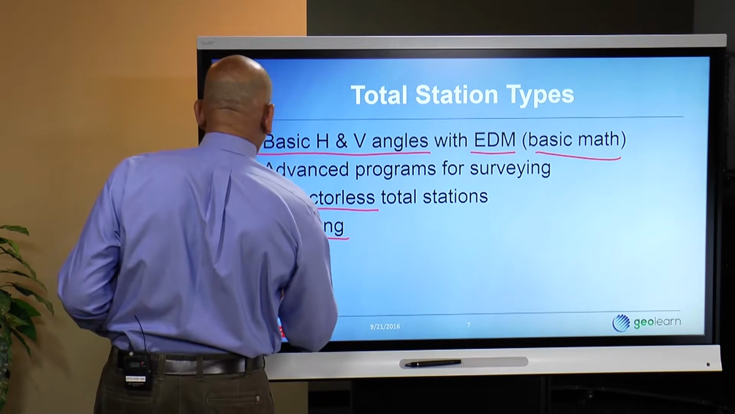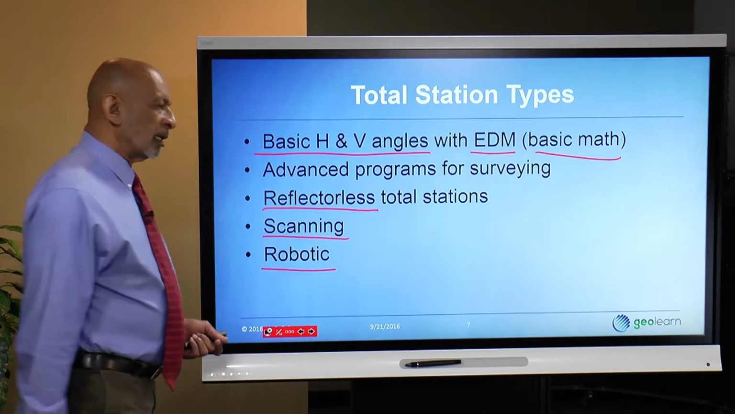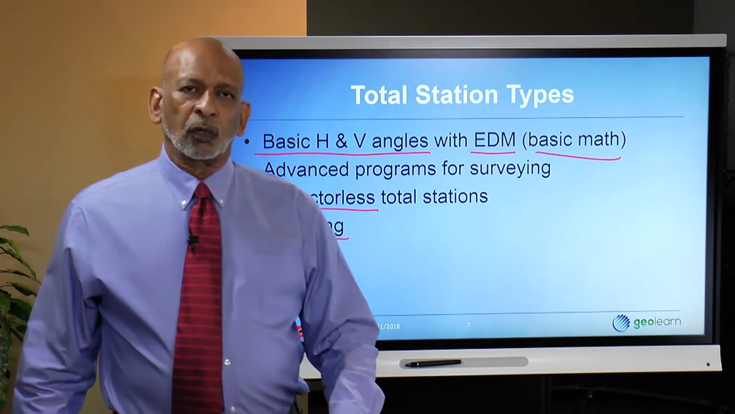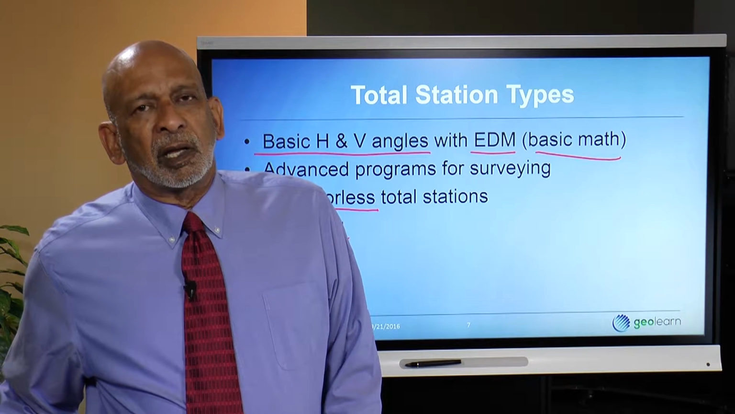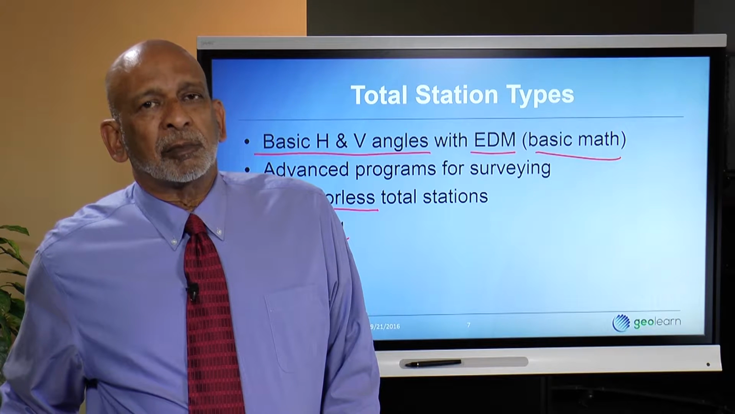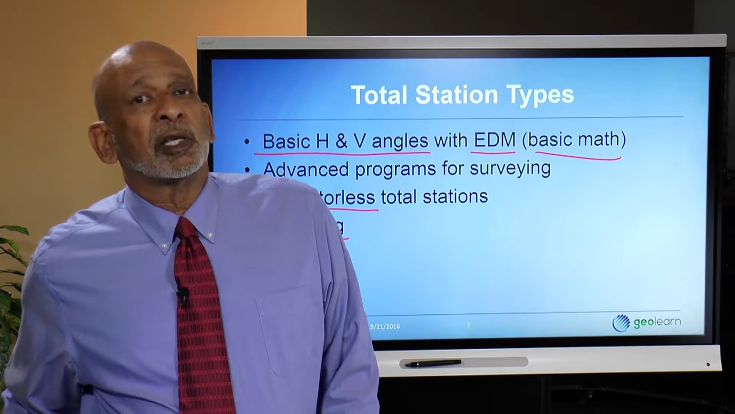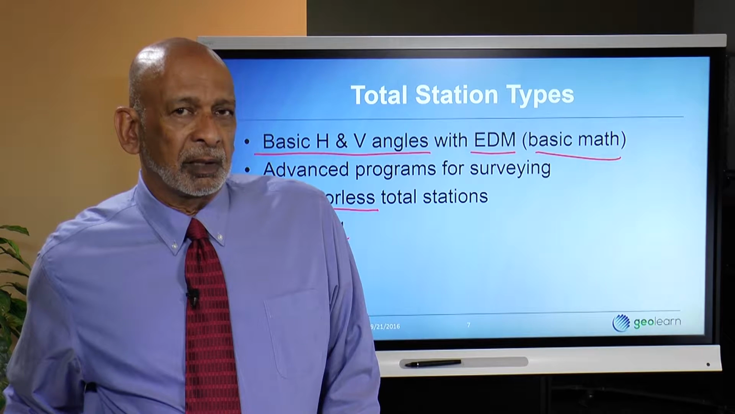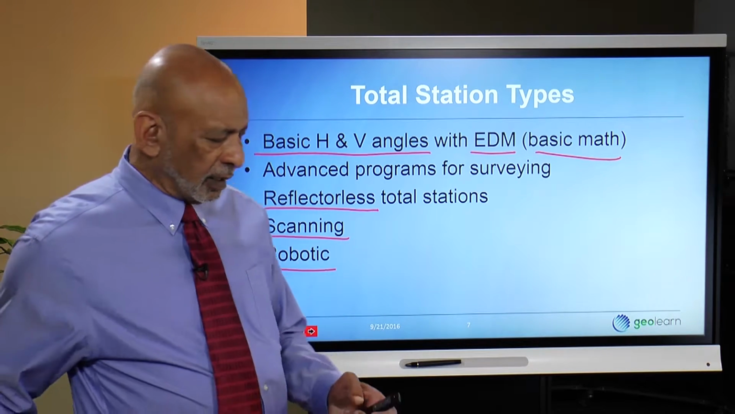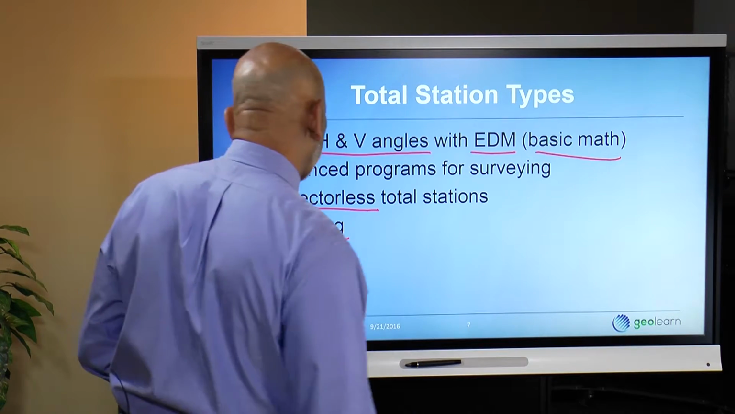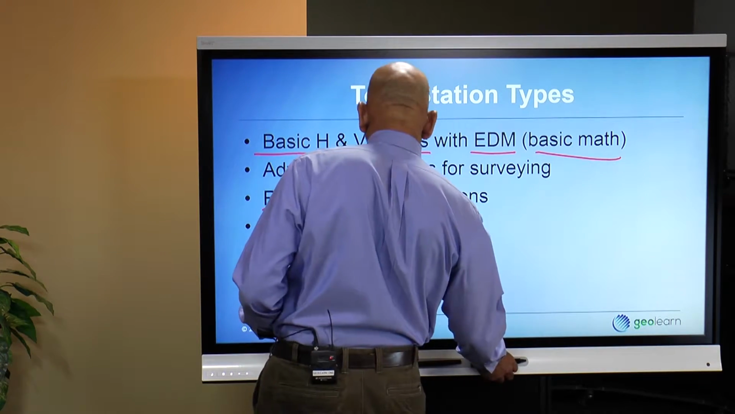And finally, because you have this motorized capability, you have these so-called robotic total stations, which can be programmed to do a number of things, including follow a prism, for example, and to even take observations automatically, depending on how you have set up the programming on them.